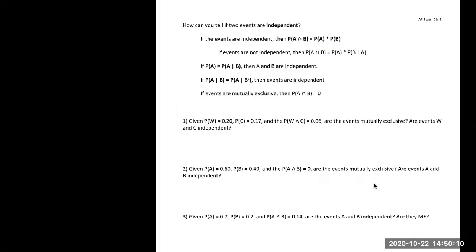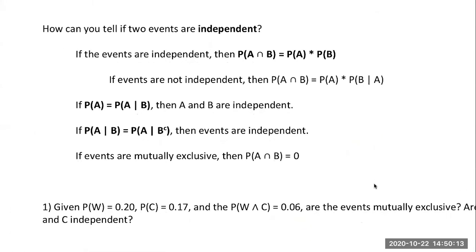So I'd like to show you some formulas to talk a little bit more about how you can tell if events are independent. If events are independent, then this formula is true. This is basically the definition of independent events: the intersection of the two events equals the probability of A times the probability of B. If they're not independent, then that second probability is a conditional probability that changes because of the lack of independence.